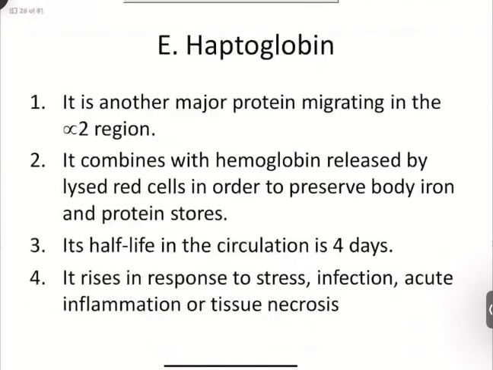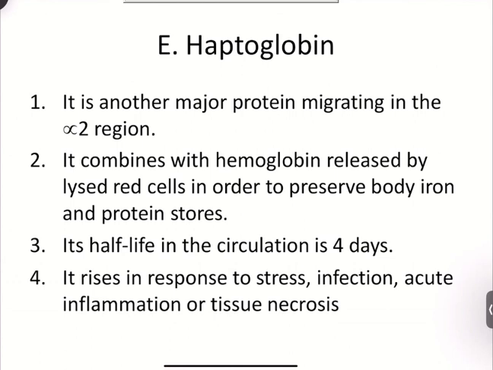Okay. Next, you have your haptoglobin. It is another major protein migrating in the alpha region. Combines with the hemoglobin released by lysed RBCs in order to preserve body iron and protein store. Okay, so haptoglobin, if ever that you have lysis in your blood, or a normal cell death of your RBC, it will be engulfed and have a relation with your haptoglobin, which will help in storing your iron and proteins to be used in another set of your body function.